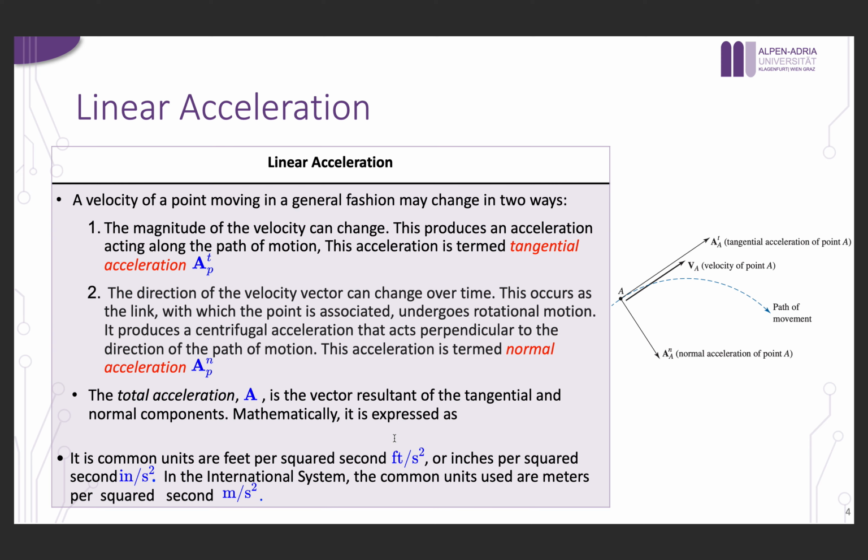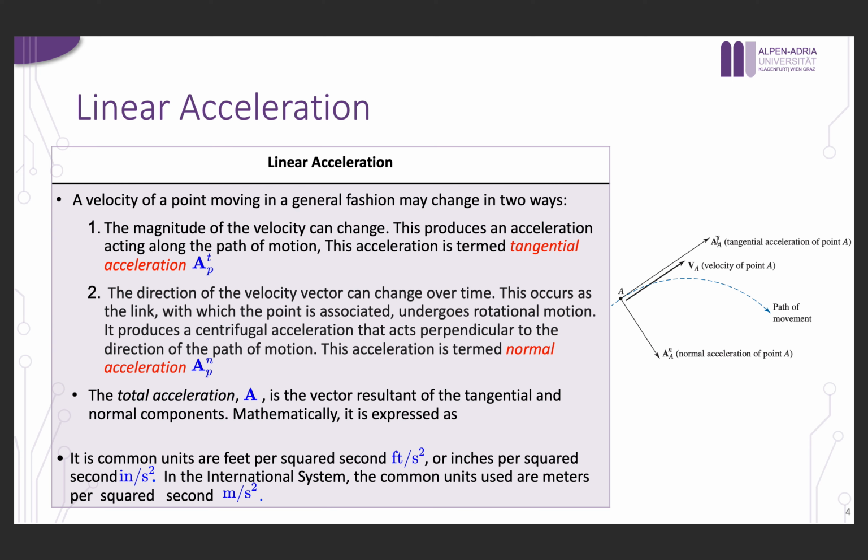The change of the magnitude is represented by the first component of acceleration, which is called the tangential acceleration. The tangential acceleration represents the change of the magnitude of the linear velocity over time. And it is a vector, of course. It lies along the same vector as the linear velocity, which is always perpendicular to the radius of movement. This is basically the tangential acceleration.